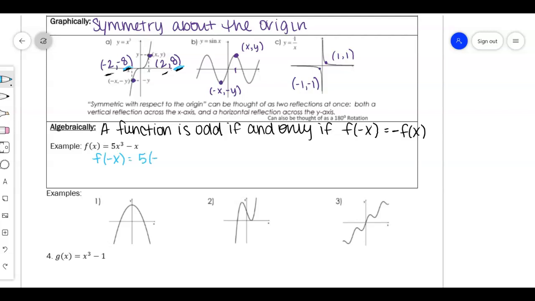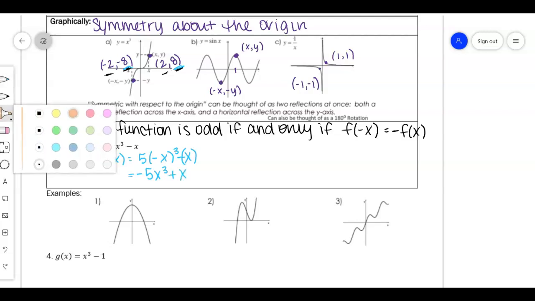Again, it is important that you use parentheses around that negative x to make sure that you are doing your order of operations correctly. Also, simplifying these with the exponents. And as I say that, I missed parentheses right there. So we have negative x times negative x times negative x. And so since we have a negative being multiplied 3 times, that's going to result in a negative. So that first term becomes -5x cubed. The second term, we're subtracting a negative, so it becomes positive.